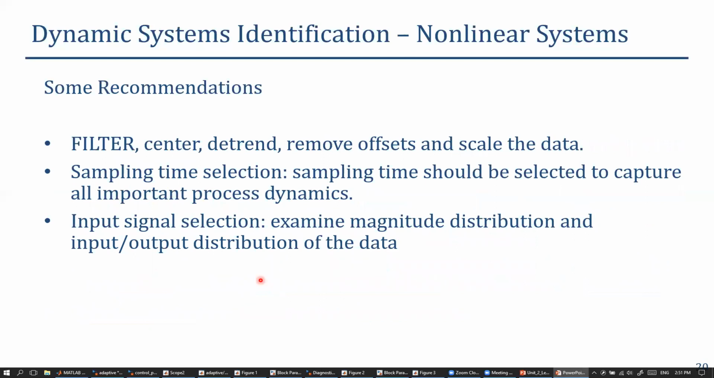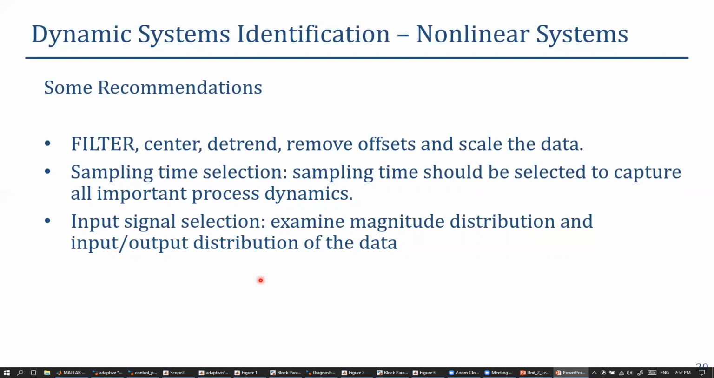Filter the data, do proper signal conditioning. Center the data properly, detrend, remove the offsets. And scale the data. Especially for nonlinear systems, it is very important that the data are scaled, so that they are in some sort of the same region.